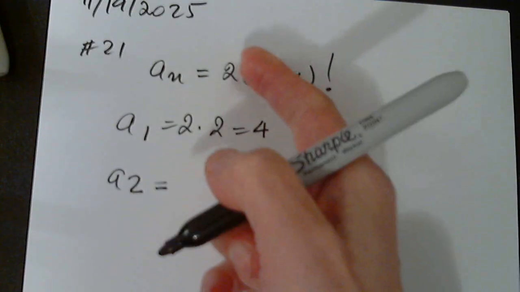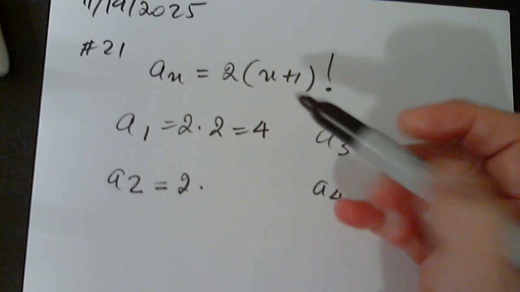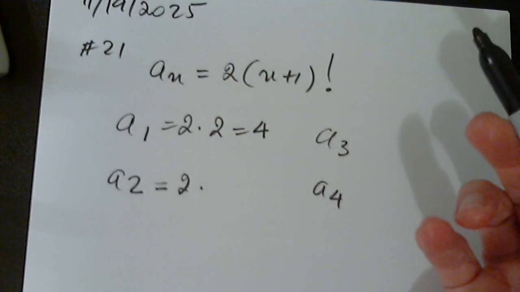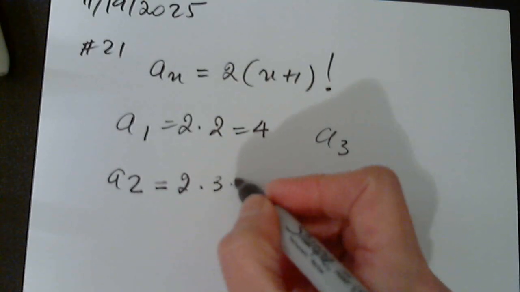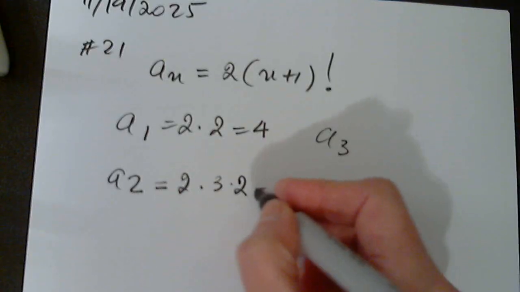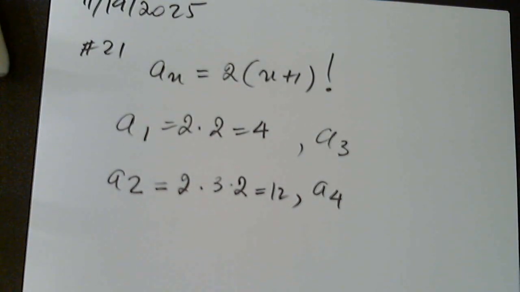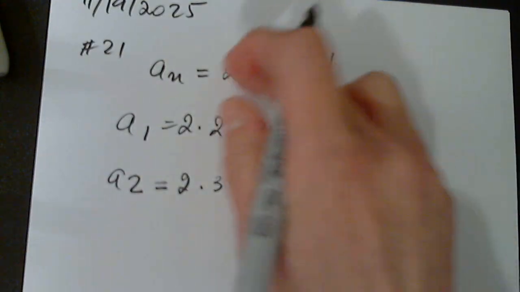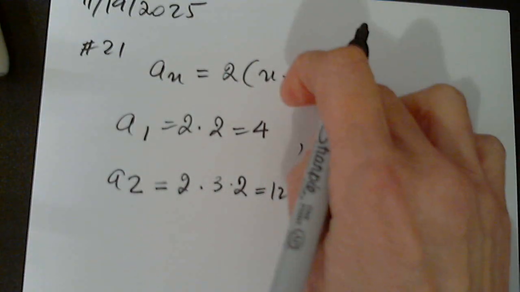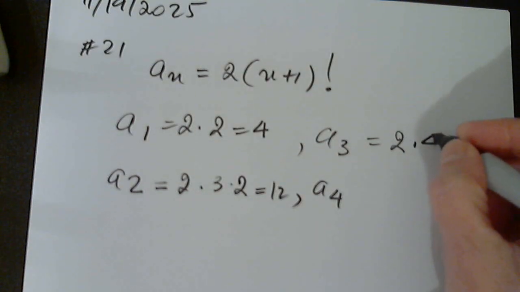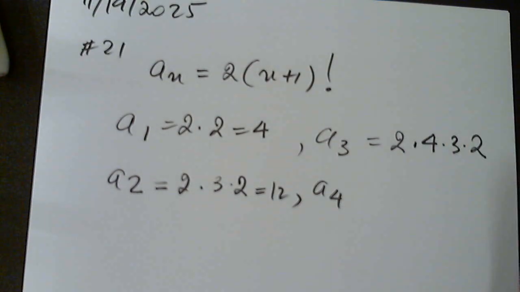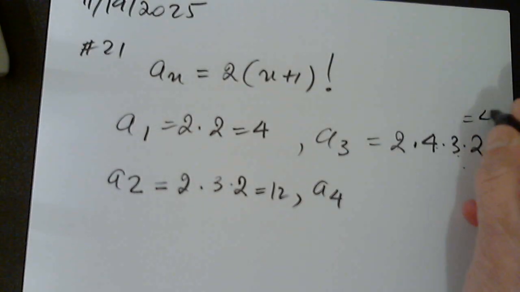The second term, I have to copy 2 times (2 plus 1), which is 3. 3 factorial is 3 times 2 times 1, which is 6. So 2 times 6 is 12. A sub 3: 2 times (3 plus 1), and that is 4. 4 factorial is 4 times 3 times 2. There is no point in writing times 1. So 2 times 4 is 8, 3 times 2 is 6. 6 times 8, 48.